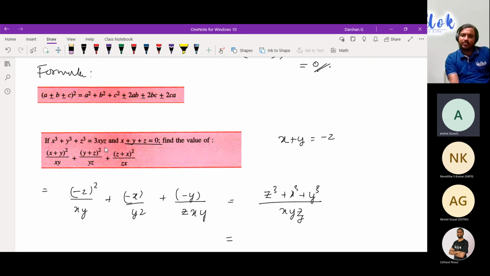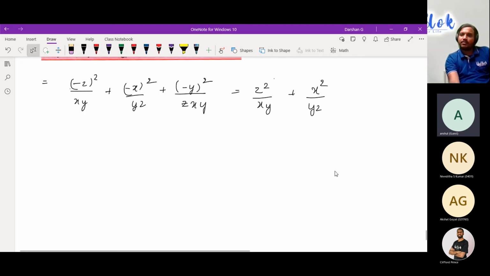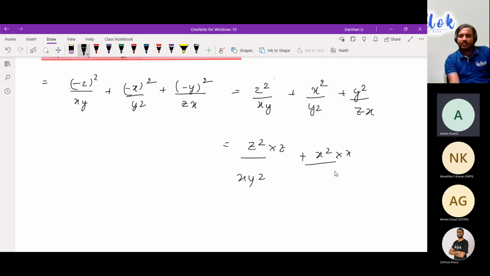Okay, I'll just do this step so that we don't get lost. Here I'll get this as z square divided by xy plus x square divided by yz plus y square divided by zx. Now, what is missing in the first term? The z is missing, so I'm just multiplying z, so it will become xyz. Why am I doing this? If I take LCM and then solve it, I'll get x square into z square into z itself. Rather, I'm just doing it in a simpler method. Isn't it, Akshat? Yes, sir.